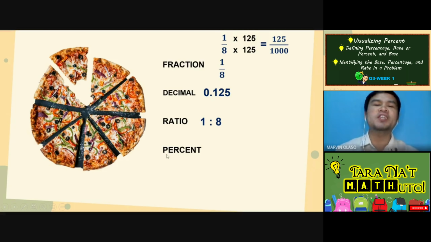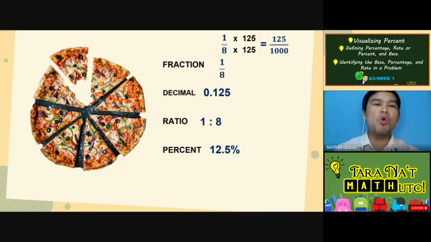Punta na tayo sa percent form. So out of 100, hindi natin makita kanina kasi 8 ang denominator. So punta tayo sa decimal. Paano natin ma-change ang decimal to percent? Just move again the decimal point 2 places. Ayan. Kaya magiging 12.5% or 12 and 5/10%.